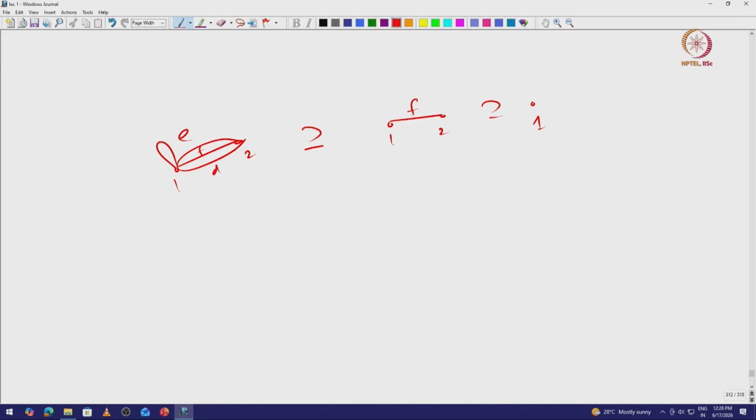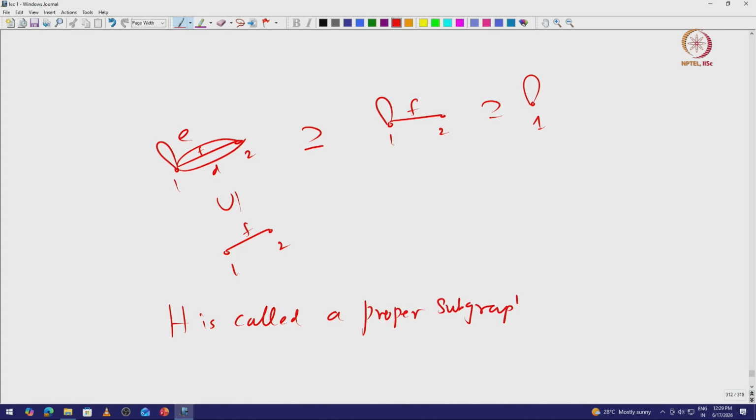Suppose you include one loop here, then you can see that this is contained in this, and this is also contained like this. So, all possibilities are there. So, all of them are contained in this. Okay. So, we say that H is a proper subgraph if H is actually not equal to G. So, H is called a proper subgraph of G if H is contained in G, but H is not equal to G. In that case you call it proper.